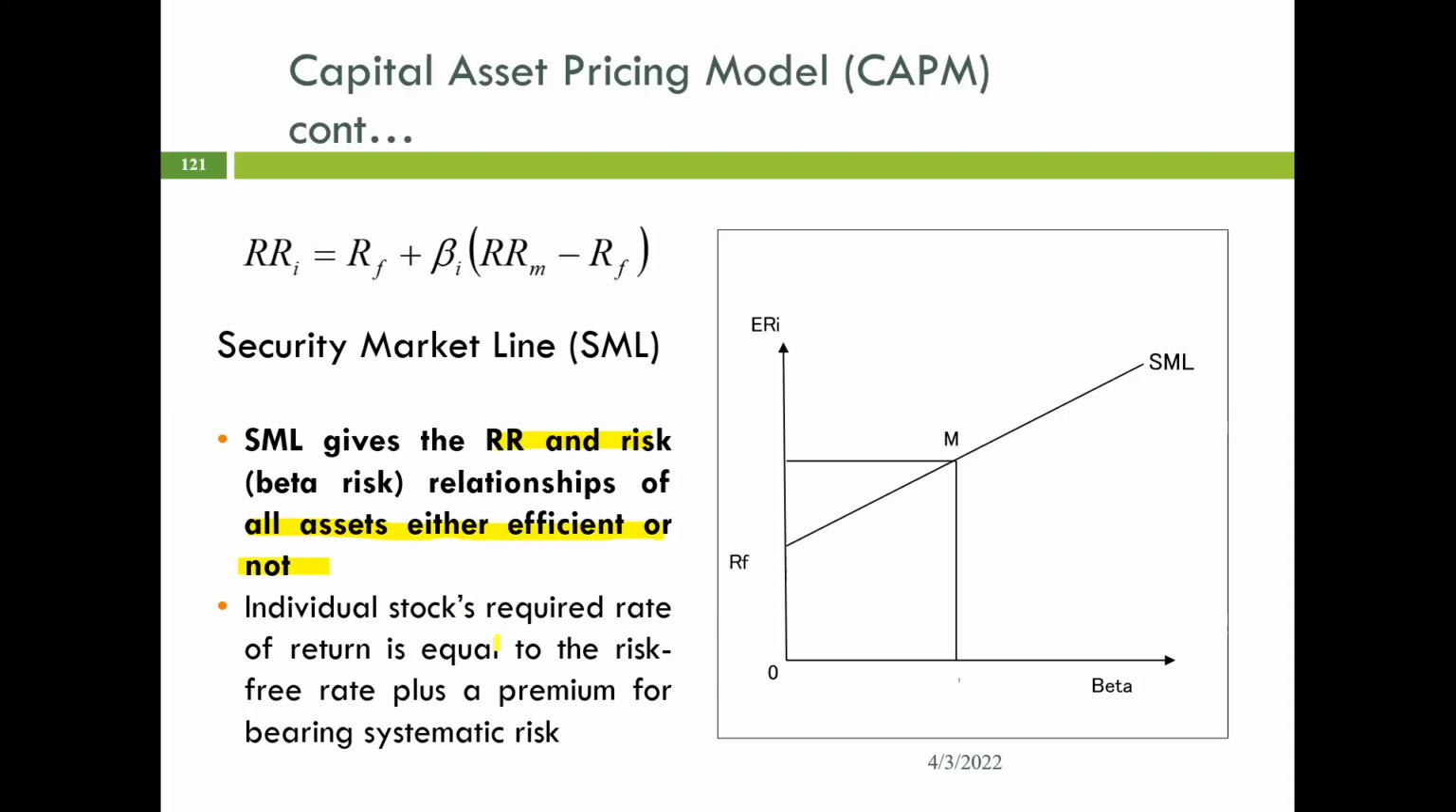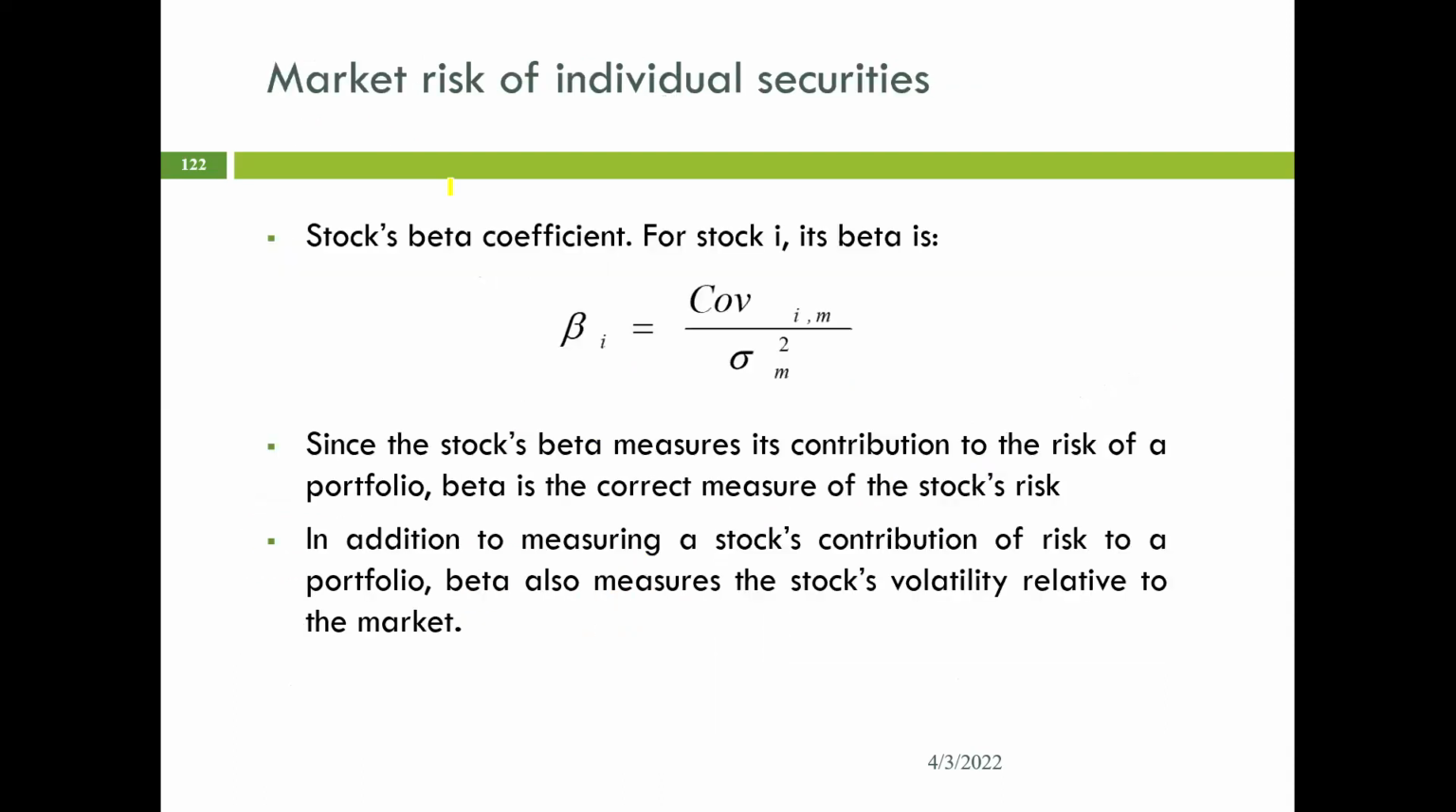An individual stock's required rate of return is equal to the risk-free rate plus the risk premium. So this is the lending portfolio, and there is the borrowing portfolio, either efficient or not. For any asset, you can apply this CAPM model. This is an empirically developed model. So even today, for calculating the required rate of return and the cost of capital, practicing investors and analysts are using this model.